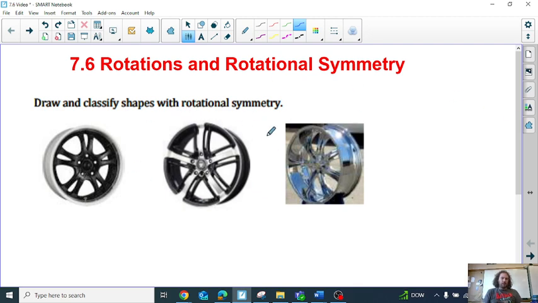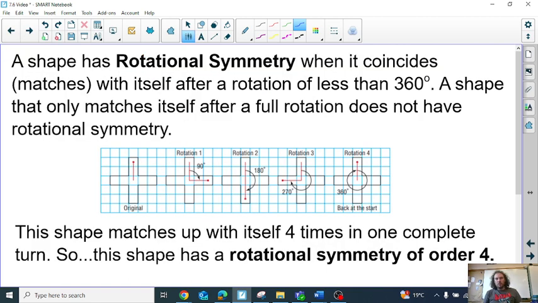So for example, if I look at these three pictures here, we have rims from a car. What happens is this top part here, as my car moves forward and the rim starts to turn, it'll get to this piece right here. When it's turned that much, you'll notice that the shape itself doesn't look any different than what it did originally. Again, this idea of looking the same in math we call symmetry. So what is rotational symmetry?